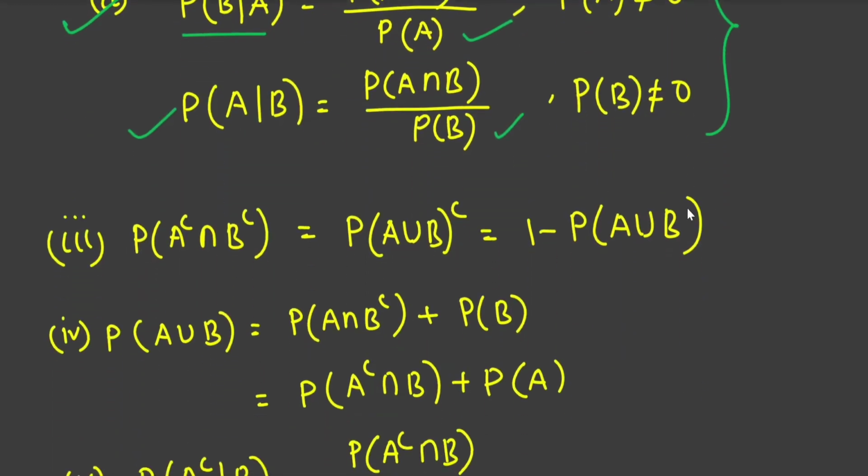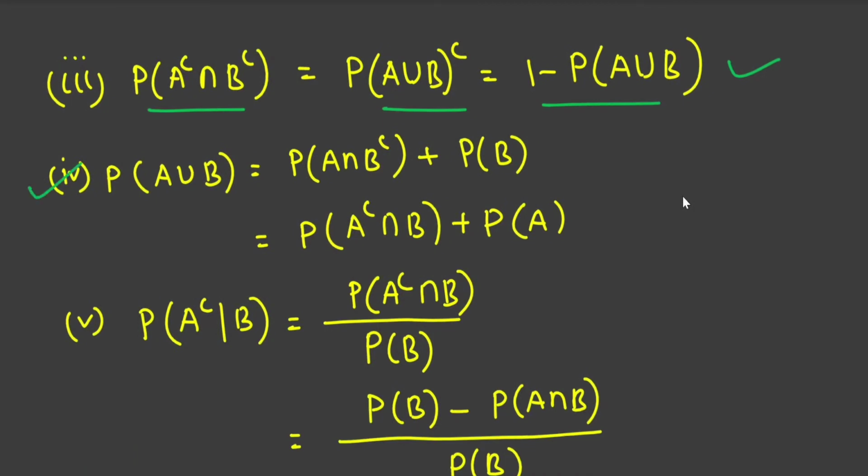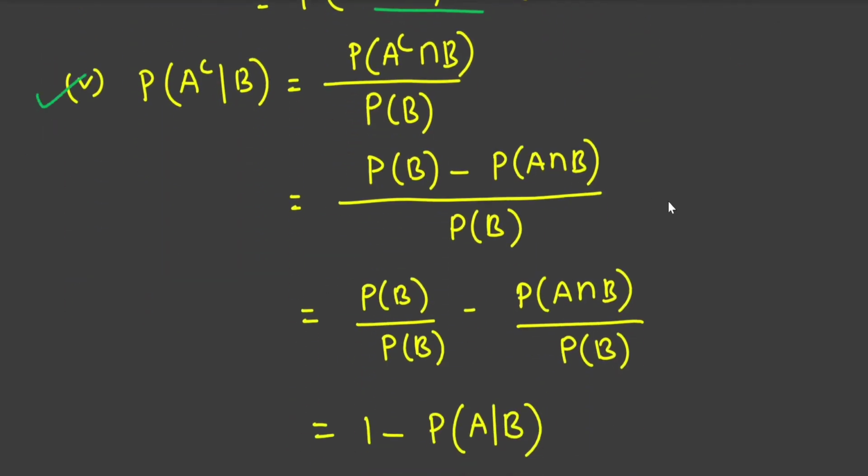Number 3: probability of A complement intersection B complement is equal to probability of A union B whole complement, which is equal to 1 minus probability of A union B. The next one is number 4: probability of A union B is equal to probability of A intersection B complement plus probability of B. We can also write it as probability of A complement intersection B plus probability of A.